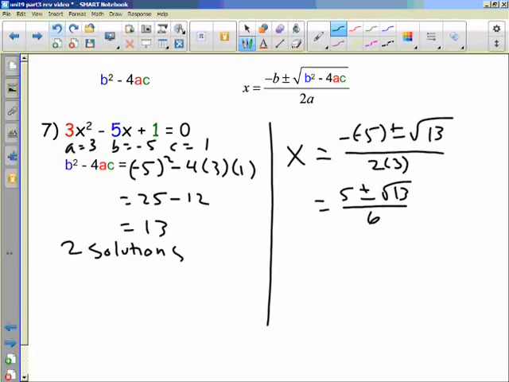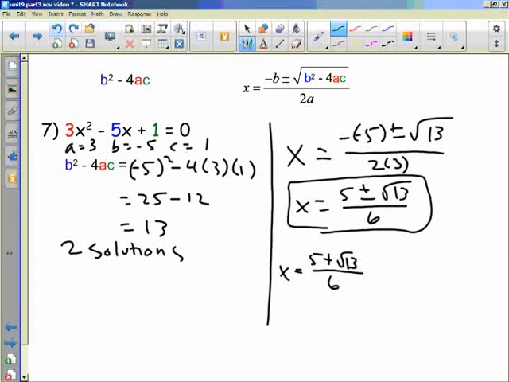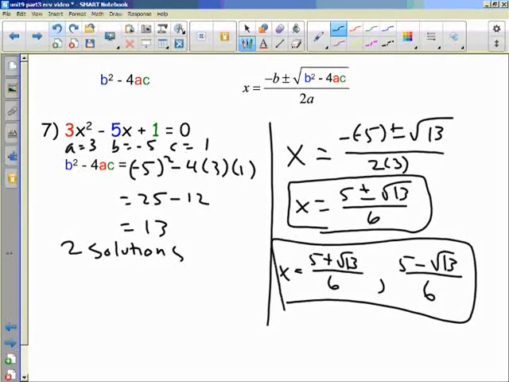Negative 5 plus or minus the square root of 13 over 6. The square root of 13 is not a convenient radical. It's not a perfect square. So we can leave it like this. You could use a graphing calculator or a calculator to get a decimal form. But here's our 2 values. Another way of saying this is x equals negative 5 plus the square root of 13 over 6 and negative 5 minus the square root of 13 over 6. But either form is fine. You'll probably leave it in the plus or minus form.